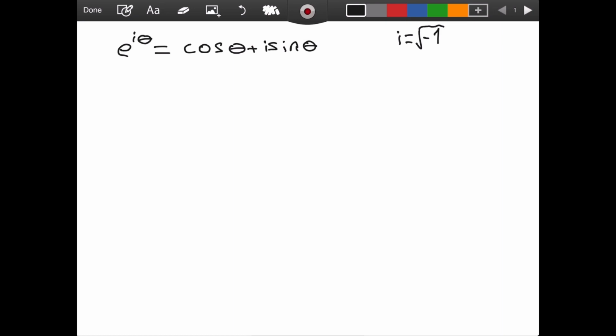So how can we carry out this proof, which, as I said, is Euler's formula? I think it is also called Euler's identity or something like that. But enough of the names. How can we prove this statement?